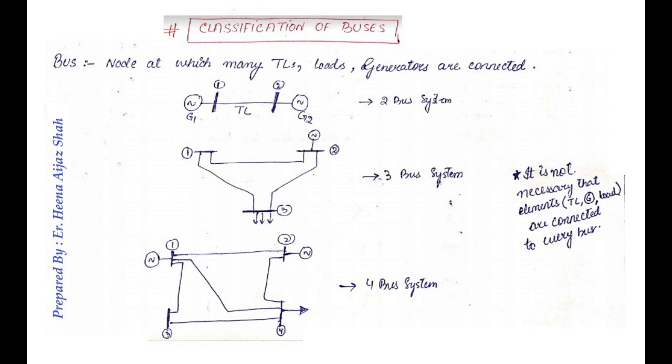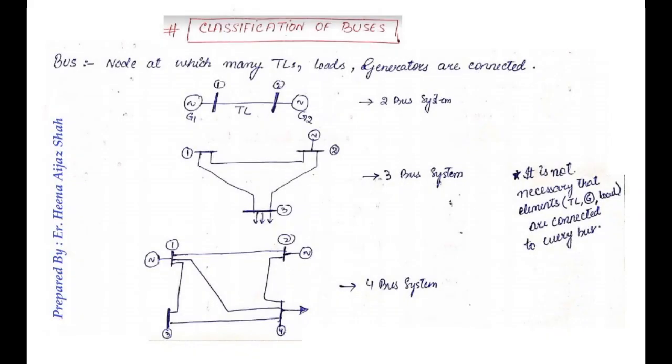In the next figure, we have shown a 3-bus system. After that, I have shown a 4-bus system. The point to be noted is that it's not necessary that each and every element should be connected to the bus. It's not necessary that a bus should have all three elements connected to it, that is, transmission line, load, as well as generator. We can have a bus in which only a transmission line and generator are connected. We can even have a bus in which only load is connected.